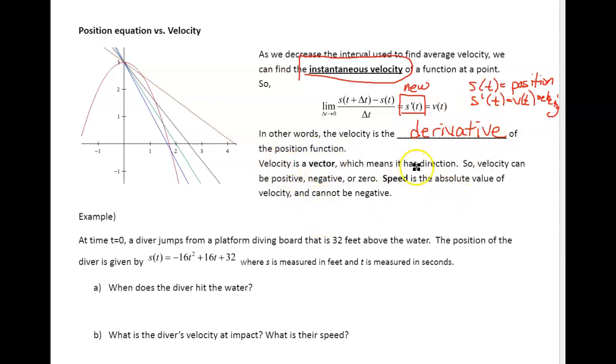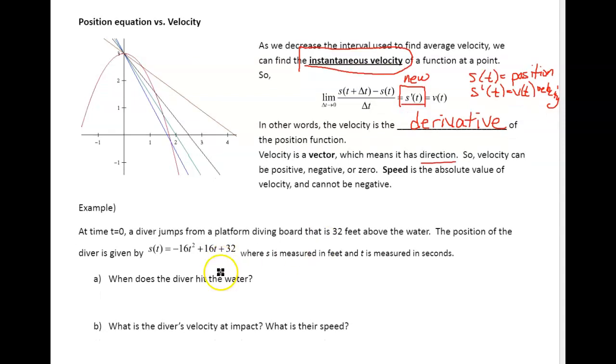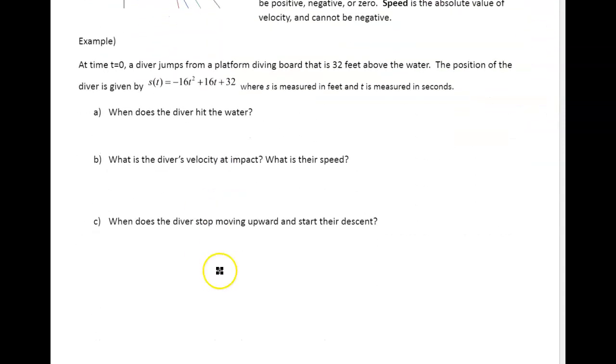Velocity is a vector, which means it has direction. Velocity can be positive, negative, or zero. Speed is the absolute value of velocity and cannot be negative. So I talked about that on the last slide. We just got ahead of myself. I always do. All right, so let's look at example number 1.